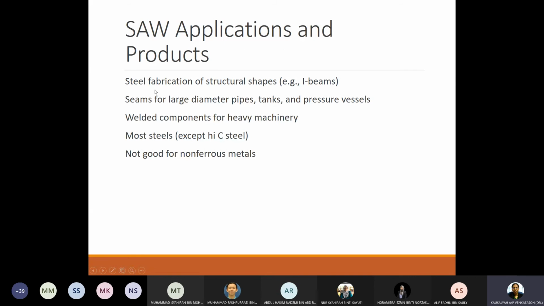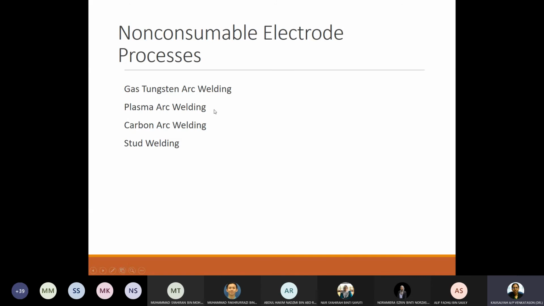The applications: steel fabrication of structural shapes. So basically, when we want to weld I-beams and others in a civil engineering environment, we use submerged arc welding. Seams for large diameter pipes, tanks, very huge structures, pressure vessels, and components for heavy machinery. It's applicable for most steels except high carbon steels, and it's not recommended for non-ferrous metals.